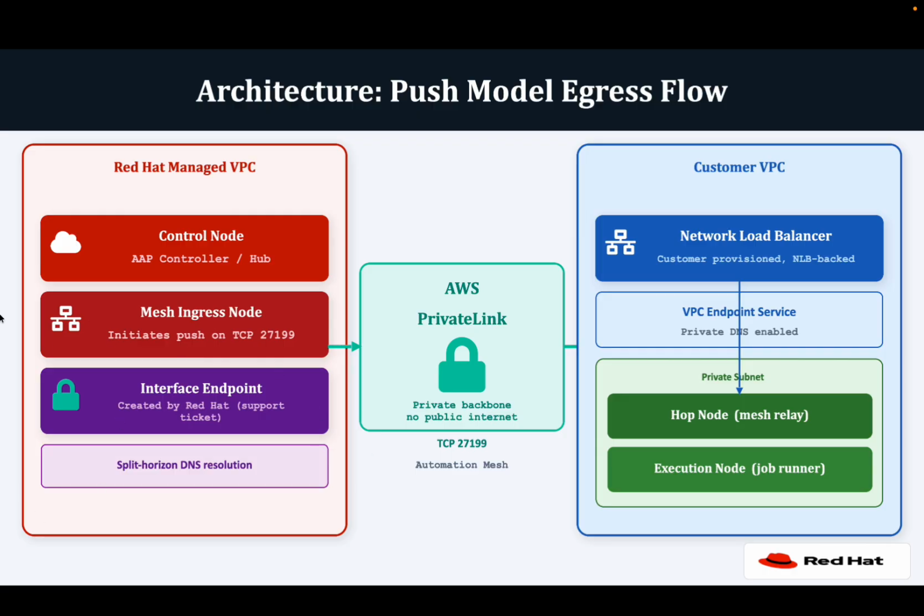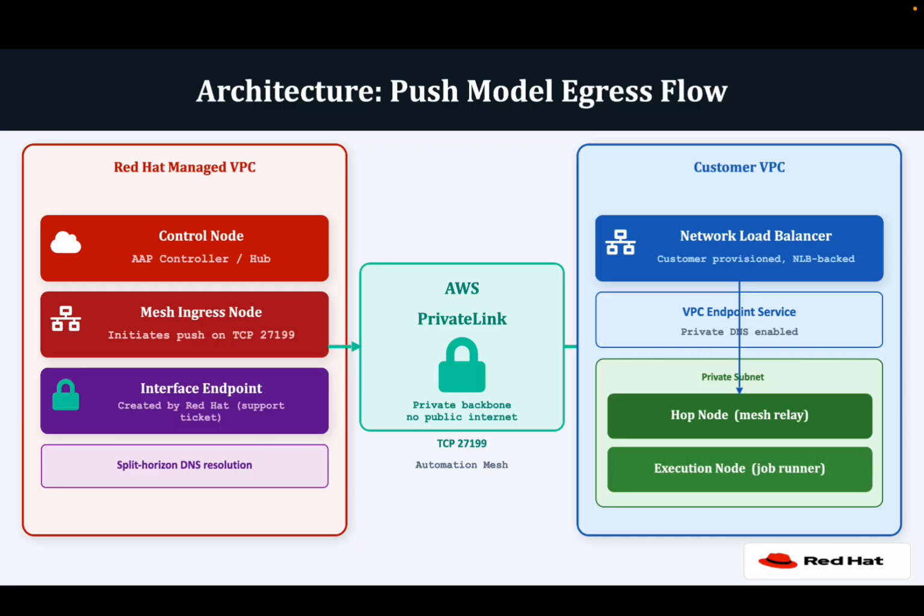Suppose we have two VPCs. One is the Red Hat managed VPC, and the other is the customer managed VPC. On the customer side, we have the network load balancer, and this network load balancer is associated with the VPC endpoint service. The customer shares the endpoint service name with Red Hat, and on the Red Hat side, a VPC endpoint is created using the customer endpoint service name. Once approved by the customer, a private connection is established between these two VPCs.